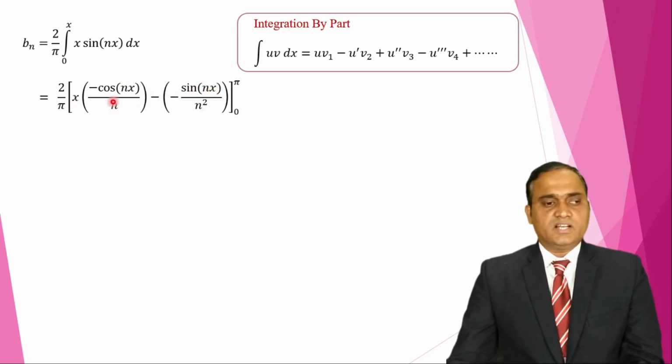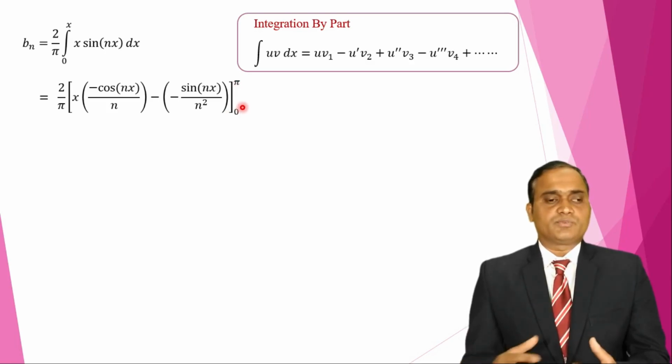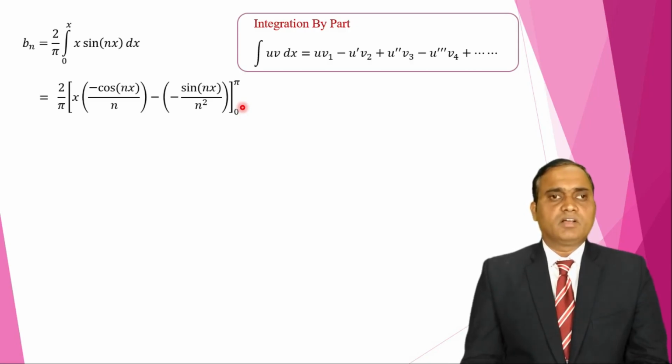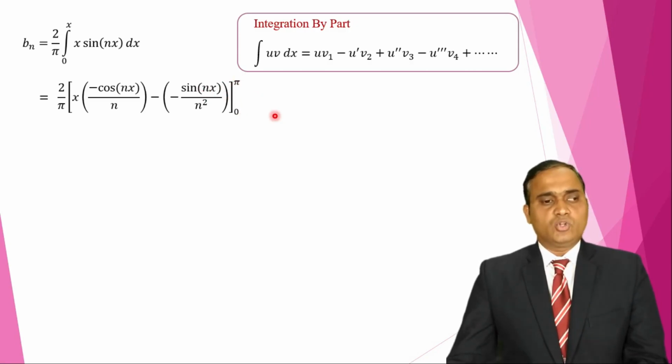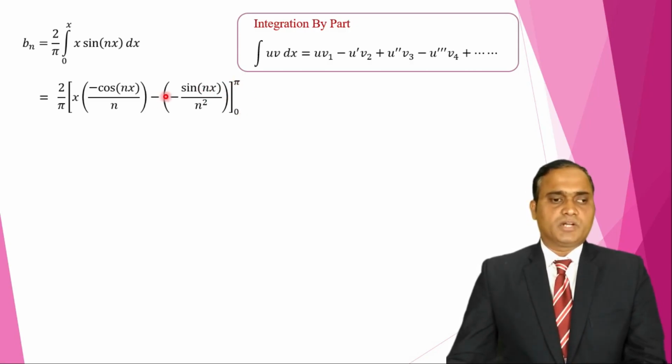So already n is here, so n into n we get n square at the denominator. So minus sin nx upon n square over the integration limit 0 to pi. Here we have to substitute the limits of the integration, upper limit minus lower limit. So I substitute upper limit pi first, minus lower limit 0.